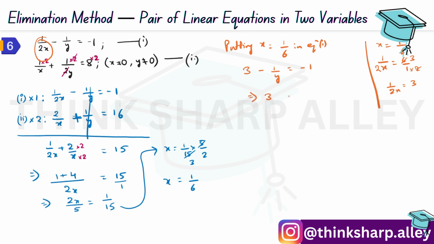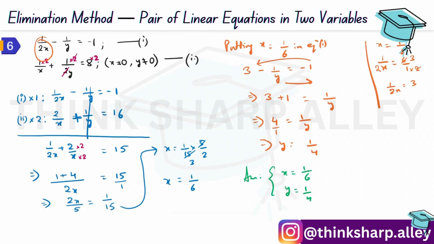So that gives me 3 plus 1, this one comes this side, and this part goes that side, equals plus 1 by y. So that gives me 4 equals 1 by y. So y is equal to 1 by 4. Again taking reciprocal on both sides. So 4 by 1 becomes 1 by 4 and 1 by y becomes y. So finally our answer, this is the solution for this given system of linear equations.